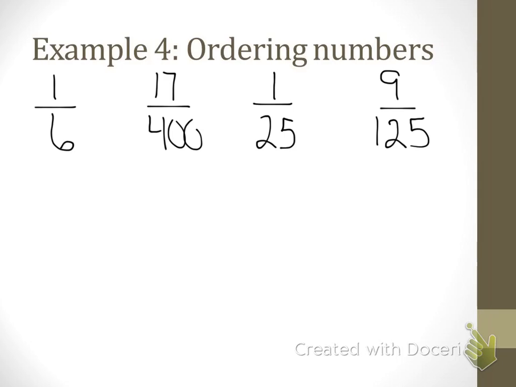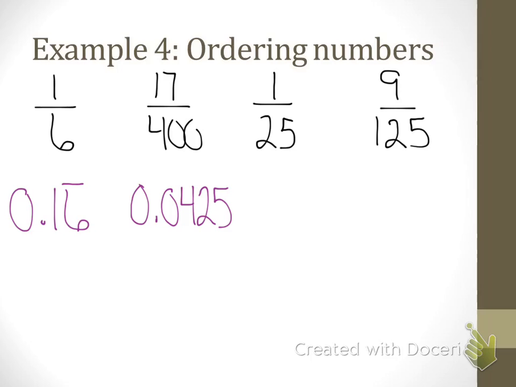Okay, so 1/6 becomes 0.16 repeating. 17 over 400 becomes 0.0425. Good. 1 over 25 becomes 0.04. And 9 over 125 becomes 0.072. Okay, very good.